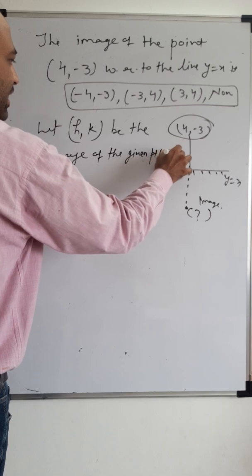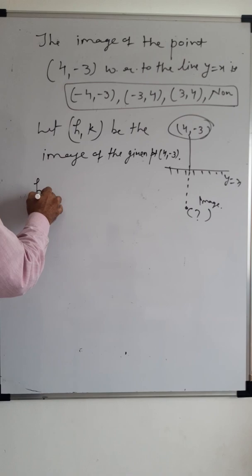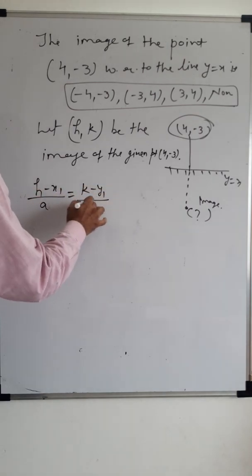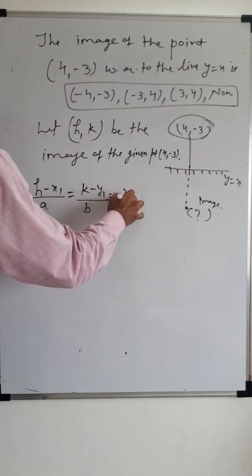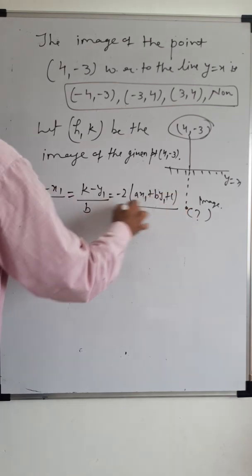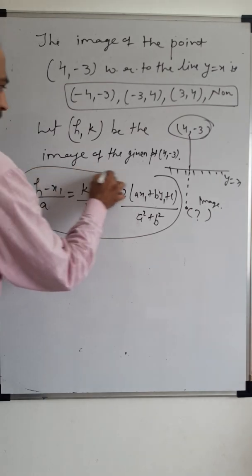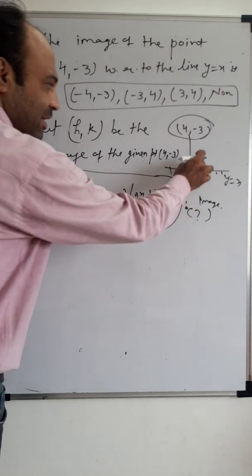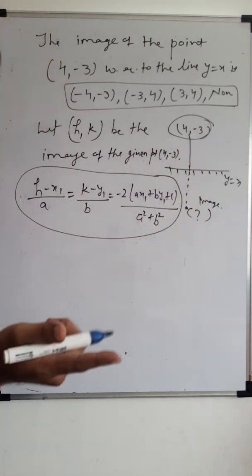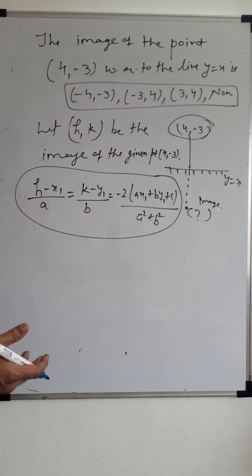(4, -3), and we know the formula. What was the formula here? (h minus x1) upon a equals (k minus y1) upon b equals minus 2 times (ax1 plus by1 plus c) upon (a square plus b square). See, if you remember this formula, you can save your time. Otherwise, get the equation, intersect, and then find the midpoint, and that way you can get the image. Or if you remember this formula, you will calculate immediately.